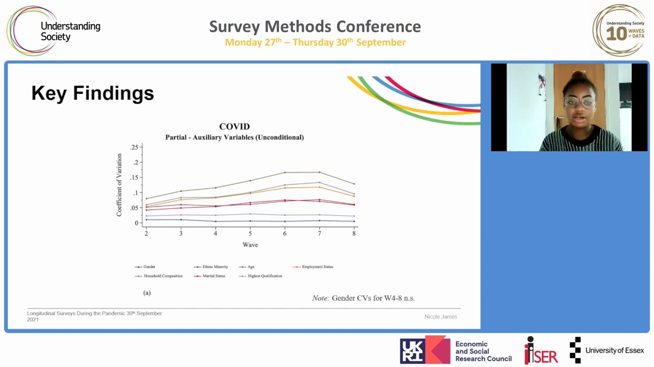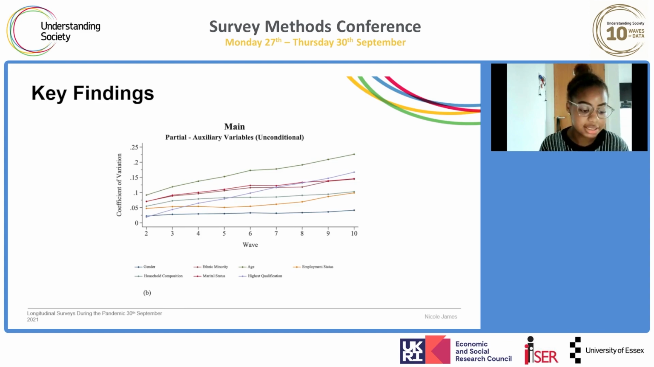So this shows the unconditional partial CV for the COVID survey. And you can see the 7 auxiliary variables here. I'm not sure if you can see what they are, but the ones at the top are age, household composition, and employment status. So the CV gradually increases over time, but from wave 7 to wave 8, it decreases. So it shows that the representativeness decreases over time and then slightly picks up again at wave 8. And the bottom one is gender, and that remains pretty stable with high representativeness.